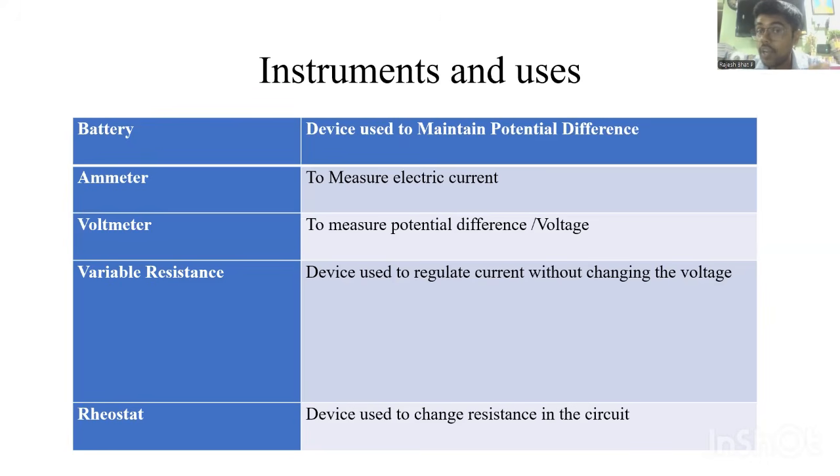And what is battery? Battery does not give energy, it does not give electrons. Battery will just create that potential difference so that the electrons will move.